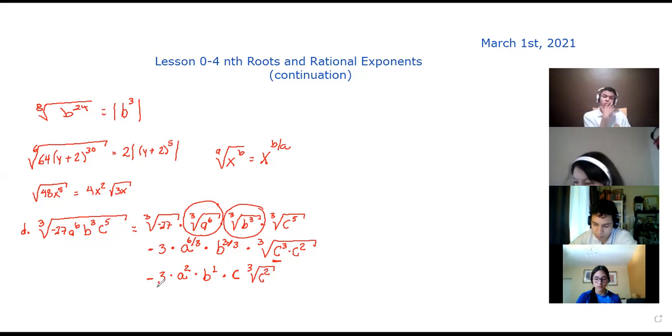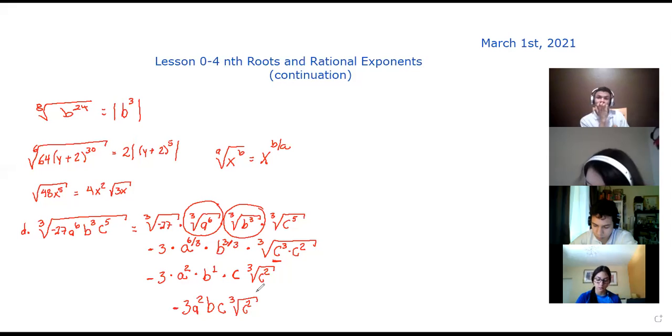Now you can rewrite all of this expression without the dots. Negative 3a square b c cubic root of c square. And I'm done. Miss, but for c, could we do the same that you did for a and b? Yes, I can do the same. The problem is that 5 divided by 3 won't give you a whole number, right?